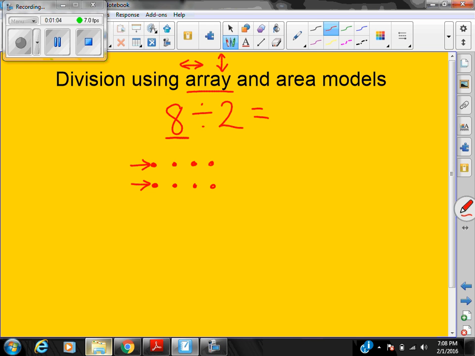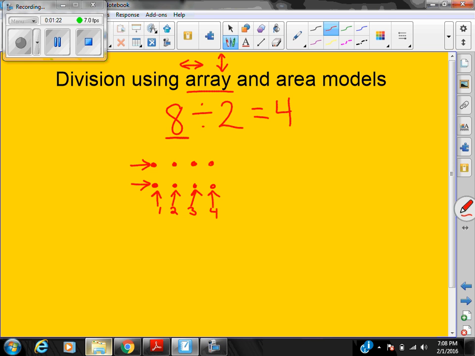But to figure out the answer to this division, I'm going to look at my columns and see how many I have. If you notice, I have 4 columns. So I can write that: 8 divided by 2 rows equals 4 columns.